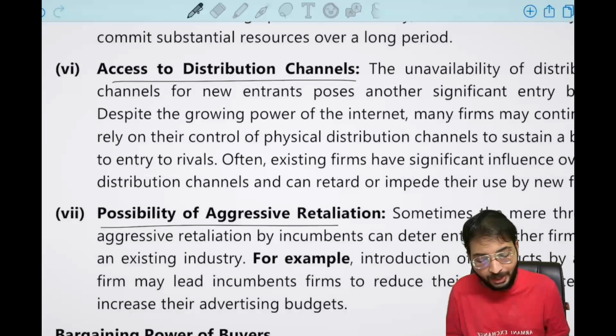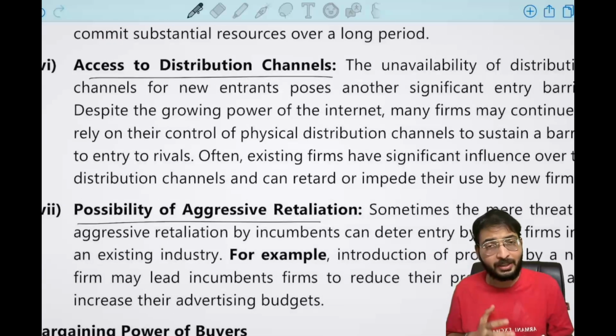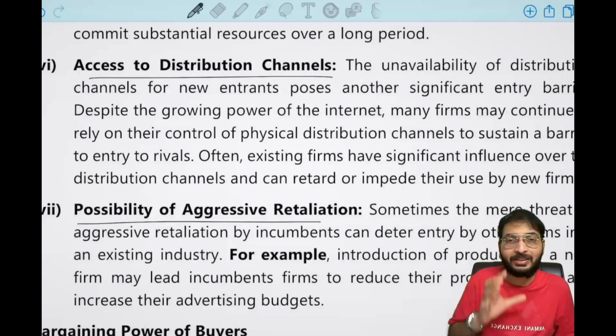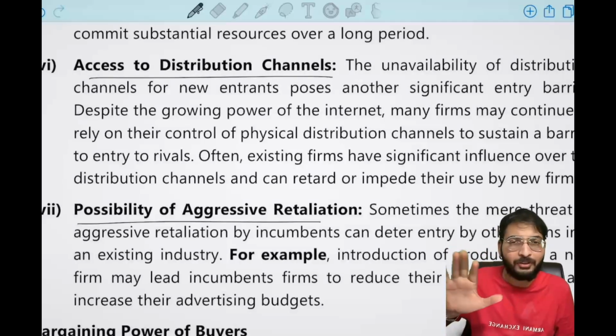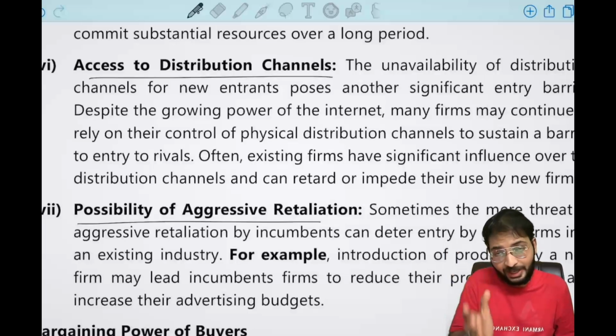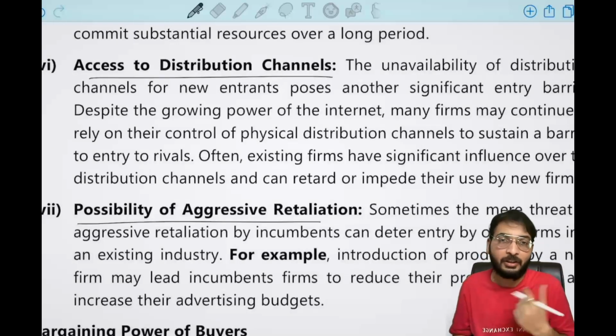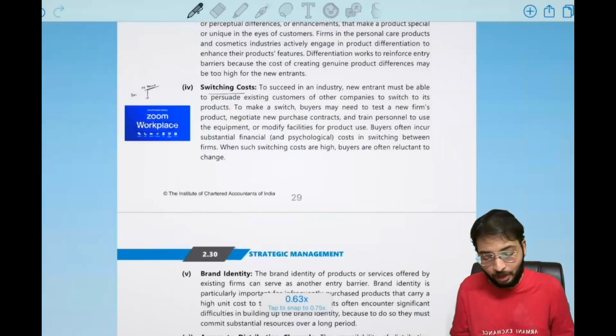The last one is called as possibility of aggressive retaliation. Sometimes when there is a new entrant coming, the existing player will give huge offers, and they will ultimately make the newbie close that particular business. So that is the possibility of aggressive retaliation by the existing player against the new one. Now, these are called what?